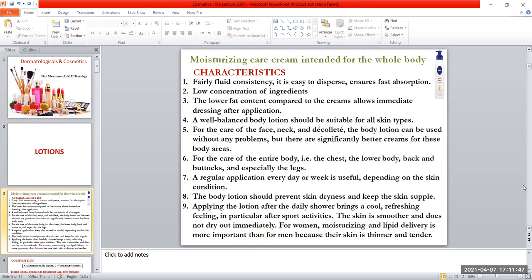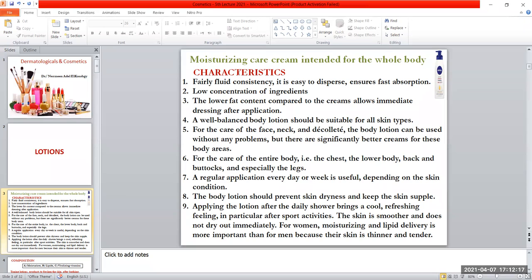Lotions offer moisturizing care to the whole body. يعني we can call lotion a moisturizing care cream intended to be applied for the whole body. Any cream applied for the whole body, not for face, not for hands only or face only or neck and décolleté, لا. For the whole body, فده, it's a type of creams, but we call it lotion.